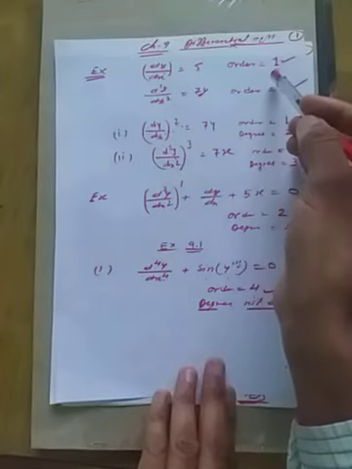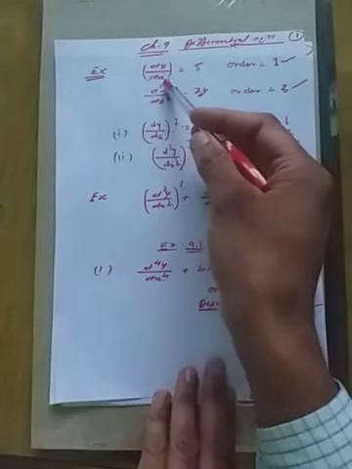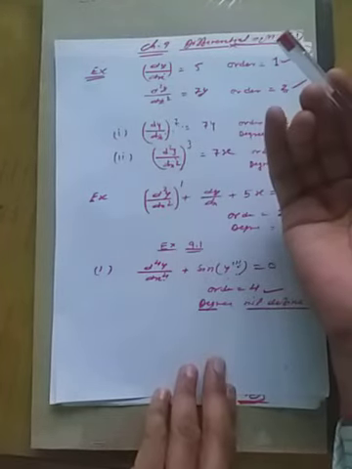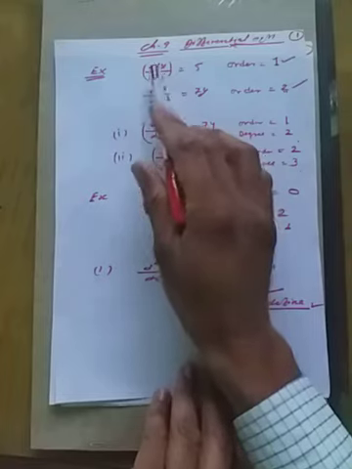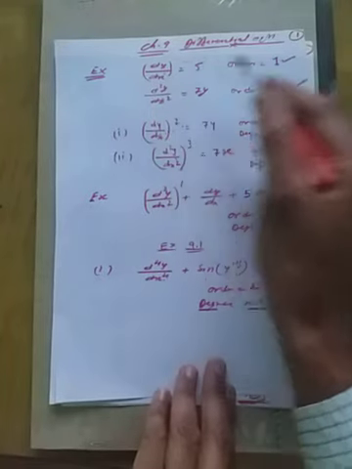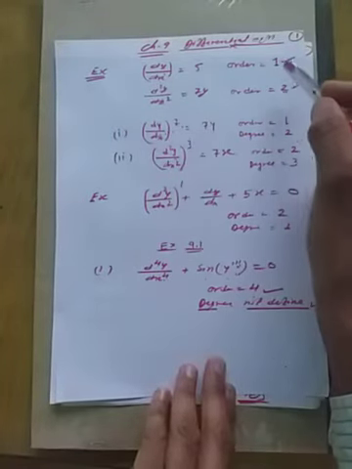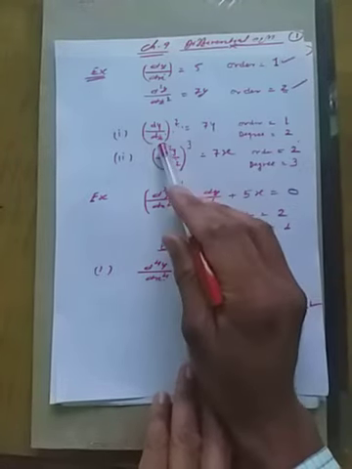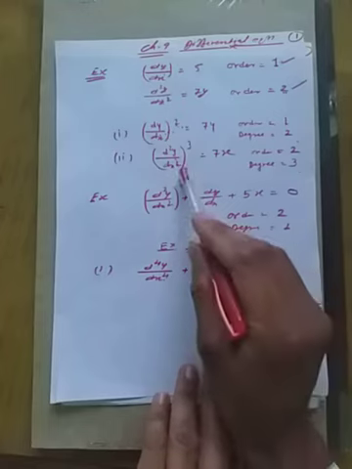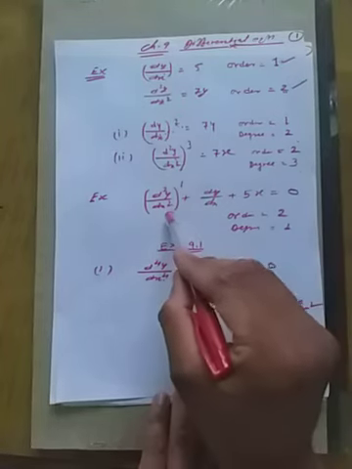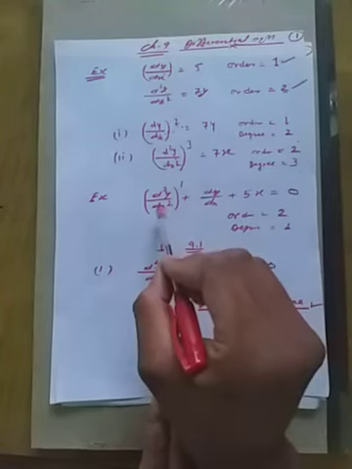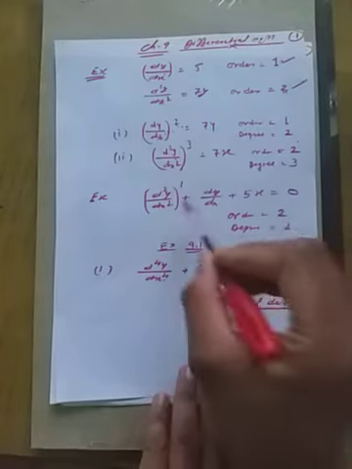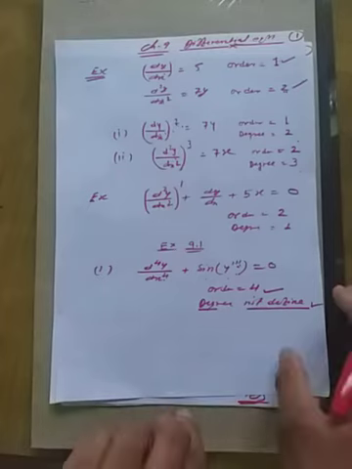of the differential equation, the highest power of the maximum differentiation, right? Here the maximum differentiation is dy by dx, its highest power is 1, so its degree is also 1. Same way, its degree is 2, its degree is 3. Its highest derivative is d square y by dx square, so its order is 2 and degree is 1, right?